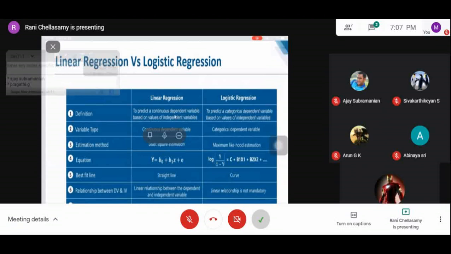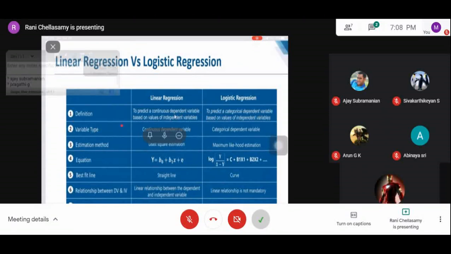Okay, let's have a comparison between linear regression and logistic regression. So far we have seen linear and logistic. Taking up the definition part, linear regression will always predict the continuous dependent variable based on the independent variable values. And coming on to logistic regression, it is used to predict the categorical dependent variable. So make a note: linear regression will find the continuous dependent variable, and logistic regression will predict the categorical dependent variable.